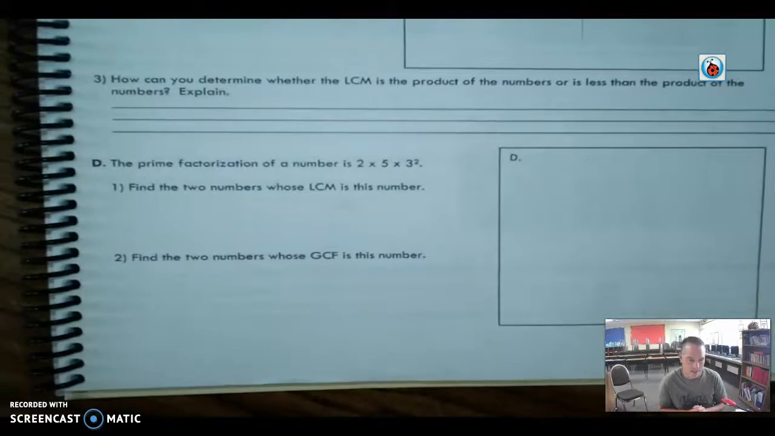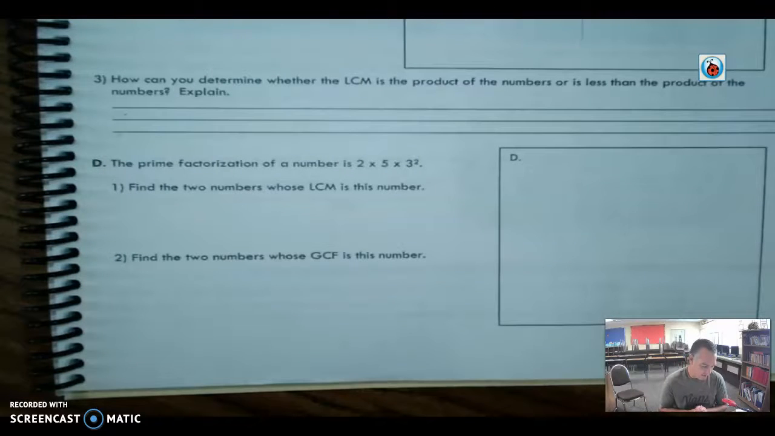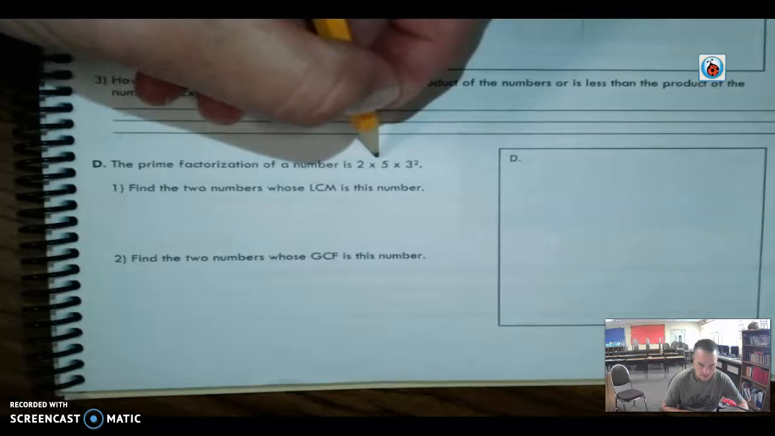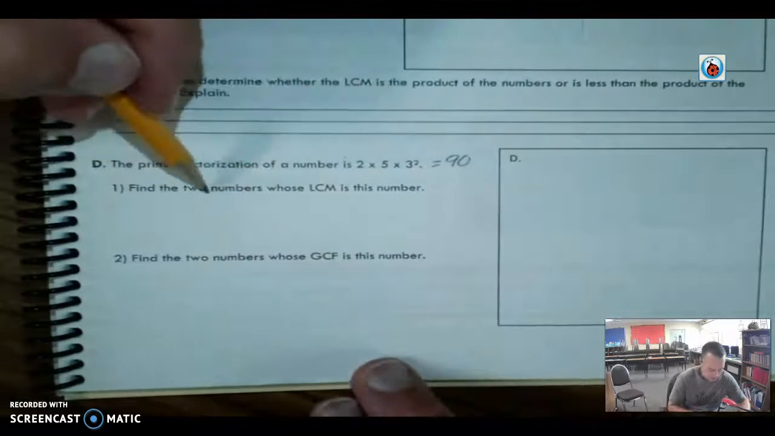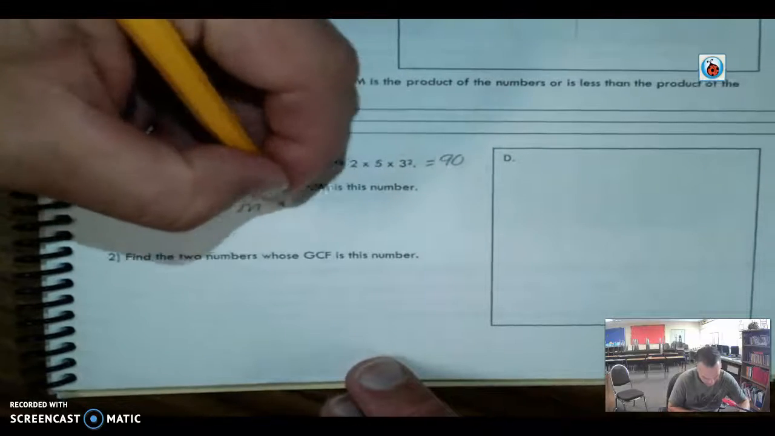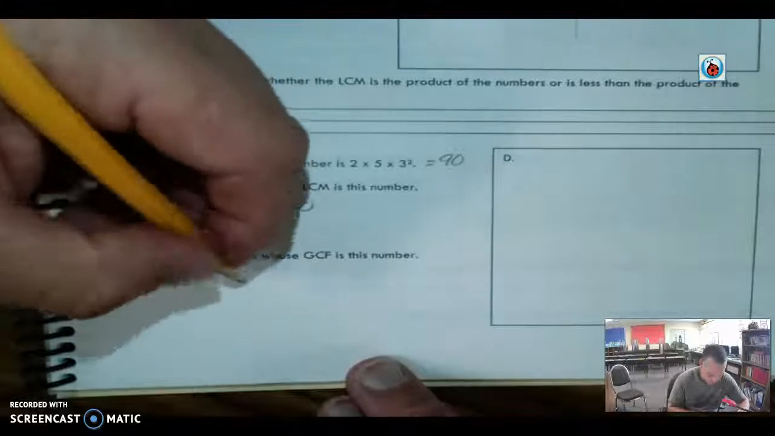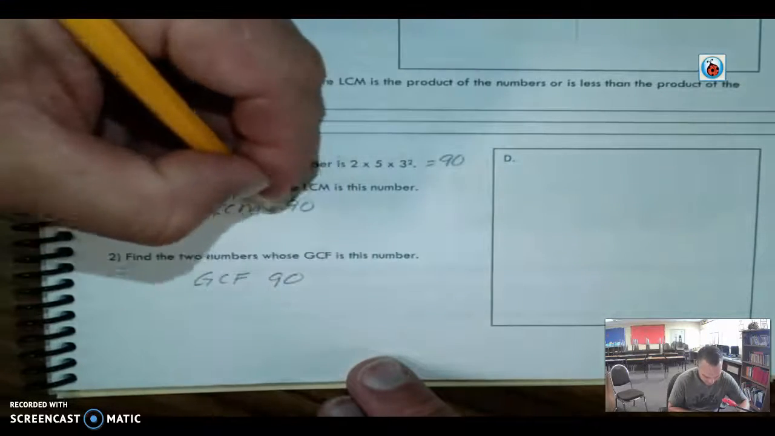Okay, and the last thing it says, so go ahead and write your answers in there. The prime factorization of a number is 2 times 5 times 3 times 3. Find the two numbers whose LCM is this number. So I'm going to multiply this. 3 times 3 is 9, times 5 is 45, times 2 is 90. So this is equal to 90. What they're saying is find two numbers whose LCM is 90, and then find two numbers whose GCF is 90.